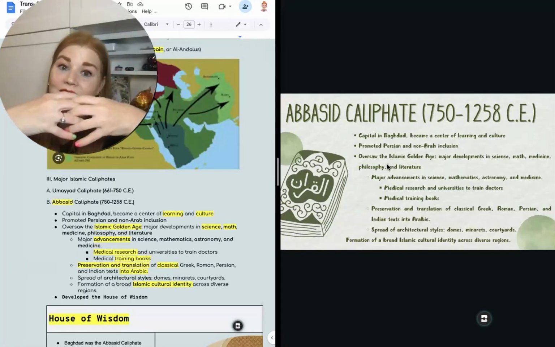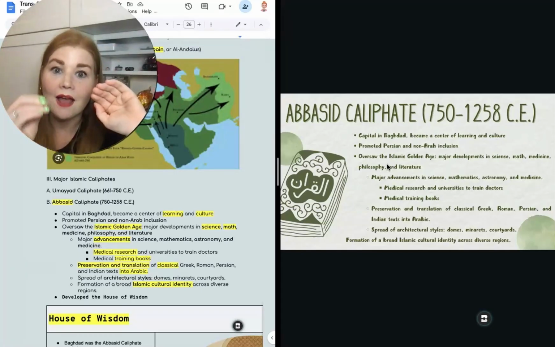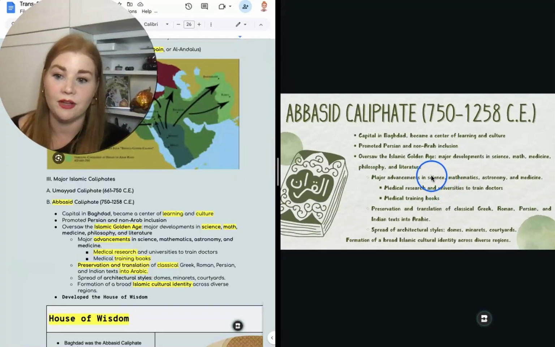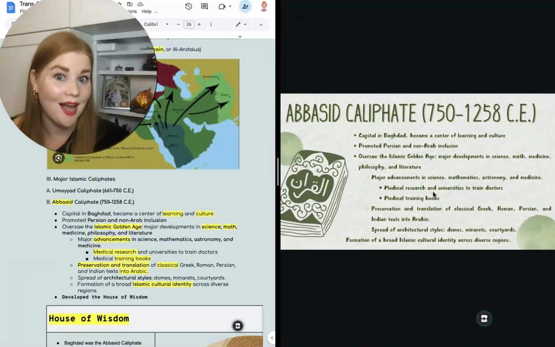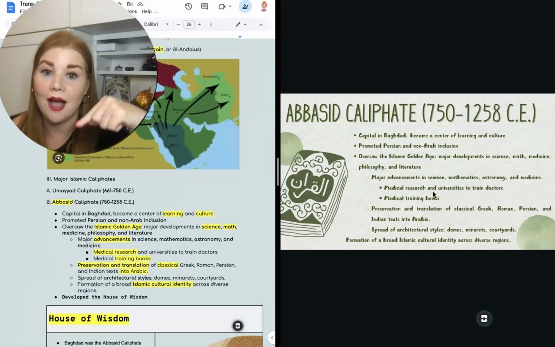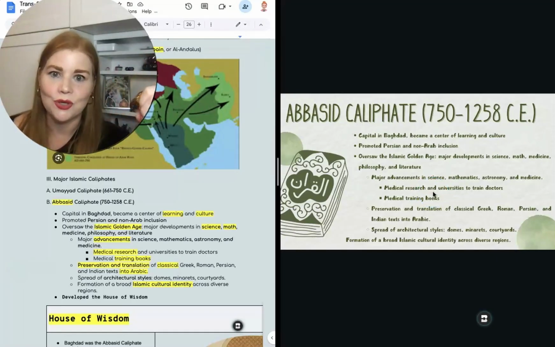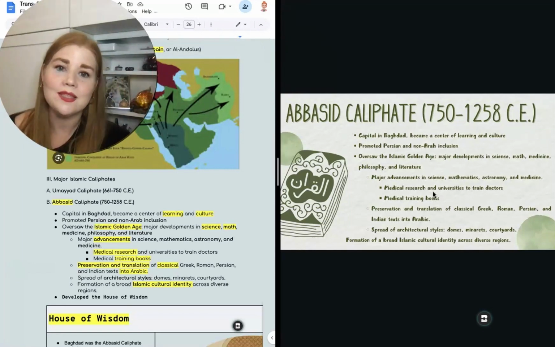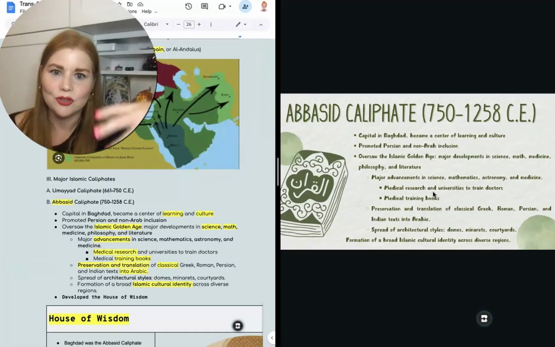And even because we see such a connection between religion and politics, we see that religion is also promoting this learning. Like we said, there are major advancements in science, math, astronomy, and medicine. Medical research and actual textbooks to train doctors are coming out of Dar al Islam. This is huge. We've never seen this before, and Europe is way behind. Europe is still just kind of letting doctors say they're doctors. There's no real training. There's no real universities, whereas Dar al Islam has textbooks with anatomically correct drawings of what the body looks like.